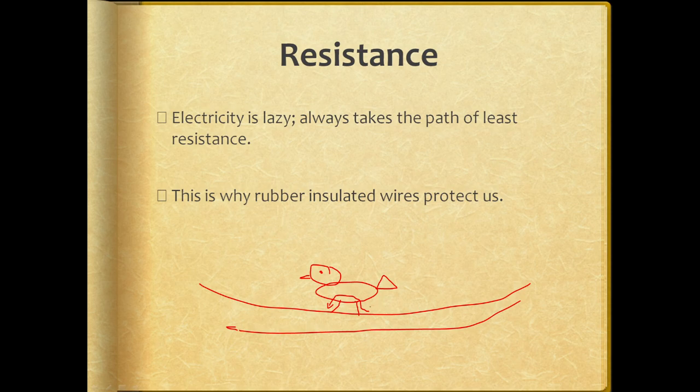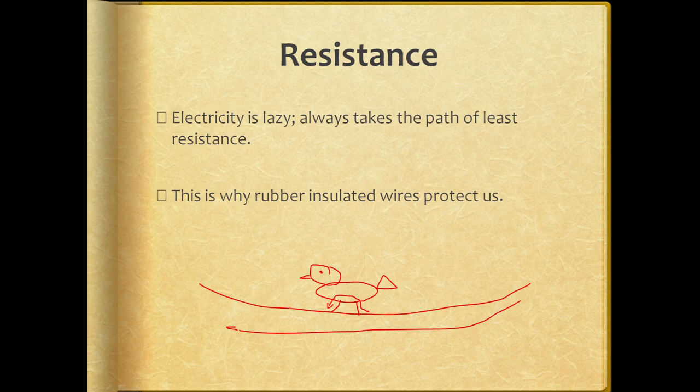You've become a parallel branch in the circuit. And that still leaves open the possibility of some of the current traveling through you, even though most of it's going to take the path of least resistance. Which is why having very extreme amounts of caution in electrical situations, even when things should be safe, is very important.